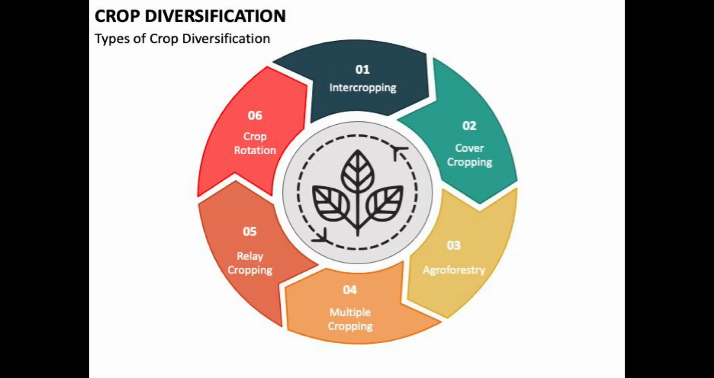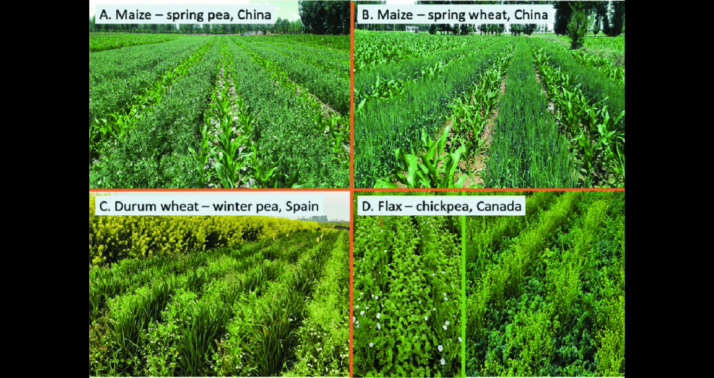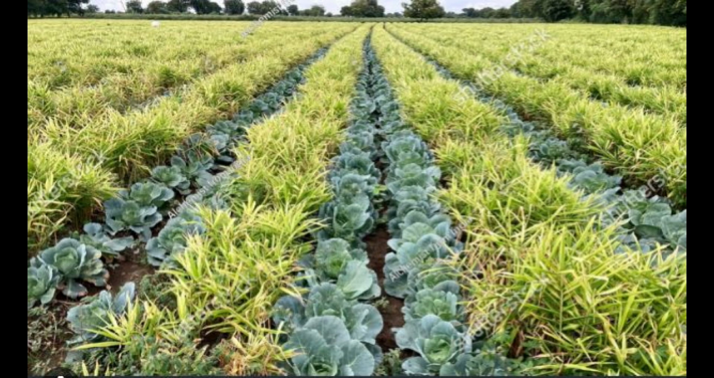Types of crop diversification: 1. Intercropping, 2. Cover cropping, 3. Agroforestry, 4. Multiple cropping, 5. Relay cropping, 6. Crop rotation. Intercropping. Intercropping is growing two or more crops simultaneously in the same piece of land with a definite row pattern. It is the intensification of cropping in time and space.